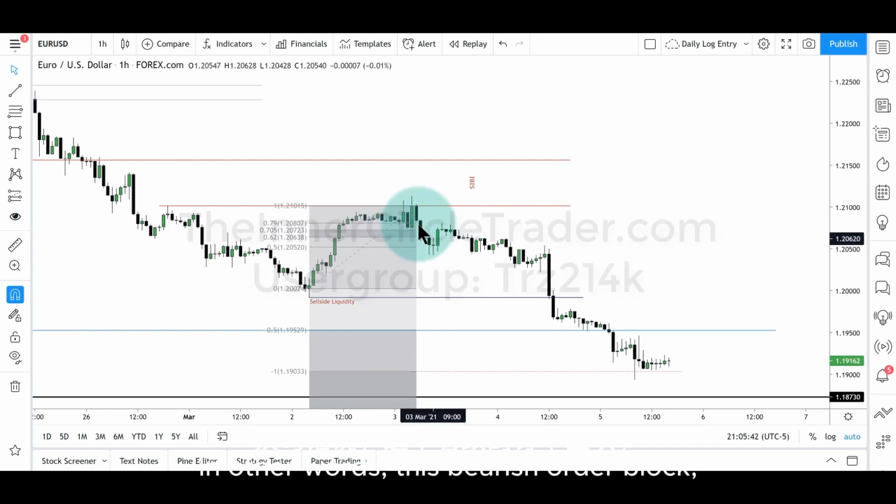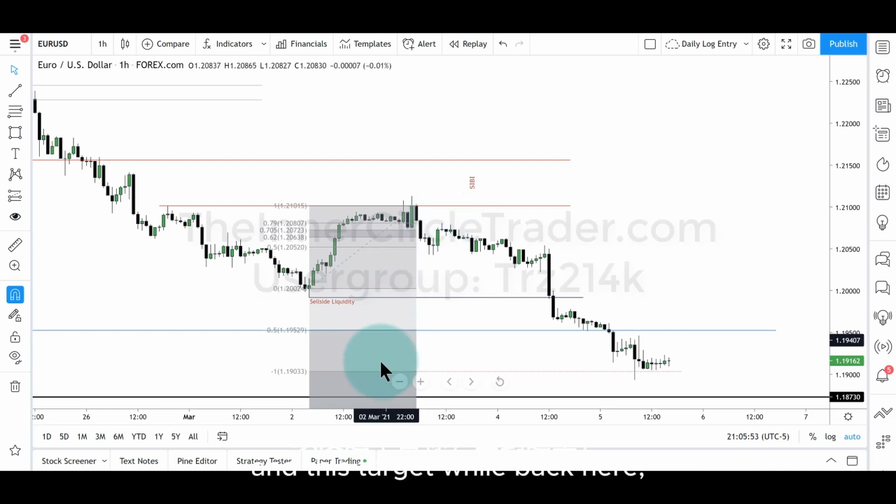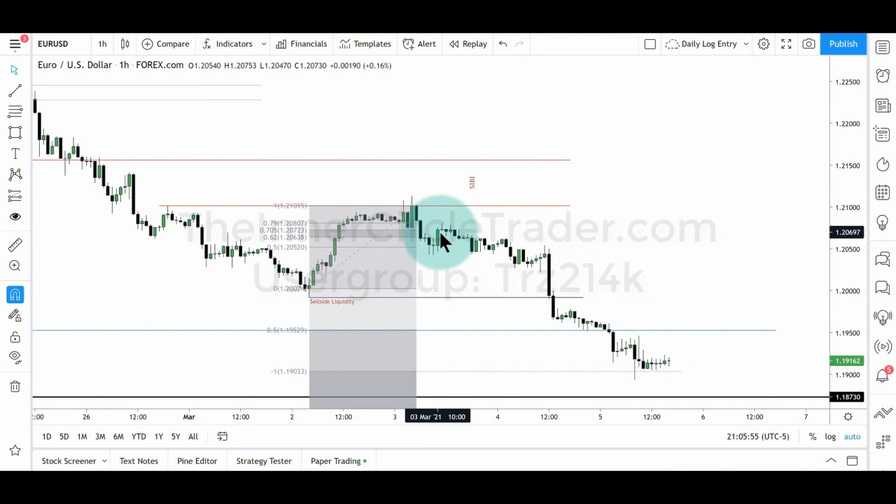If it starts to break down, in other words, this bearish order block, fair value gap, sell off right here, you could be thinking about this target and this target while back here, which is pretty decent.